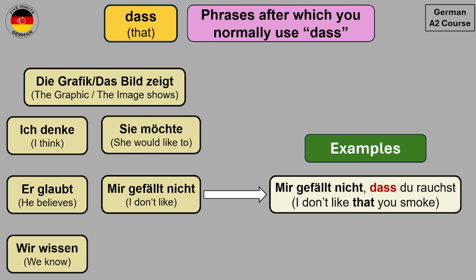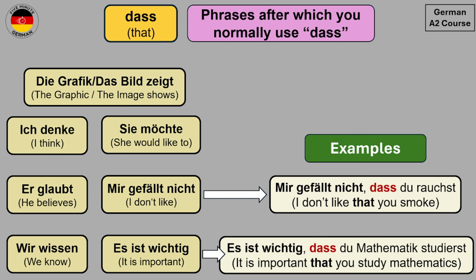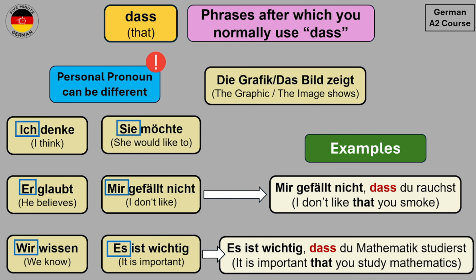And another phrase can be Es ist wichtig, it is important. And an example with this can be Es ist wichtig, dass du Mathematik studierst. It is important that you study mathematics. So these are some common phrases after which you normally use dass. And one more thing to keep in mind is that the personal pronouns which I have used in all of these phrases can be different. So you can also change them when you use them in a sentence.